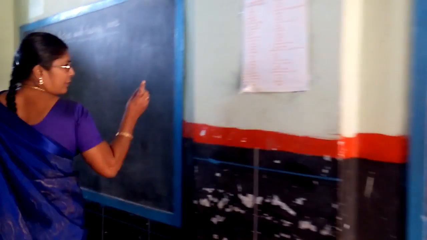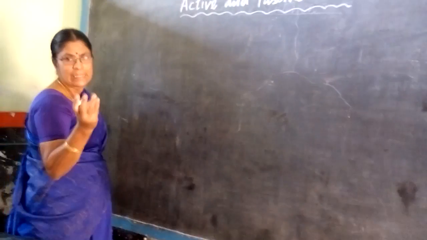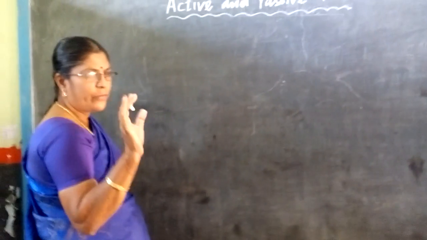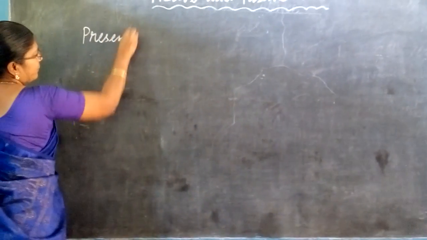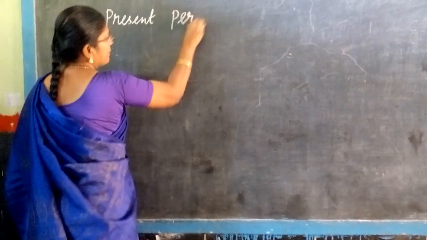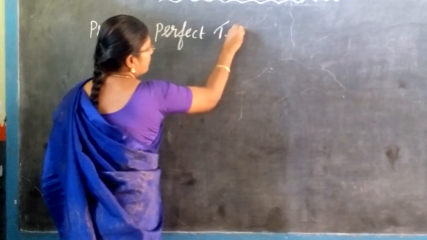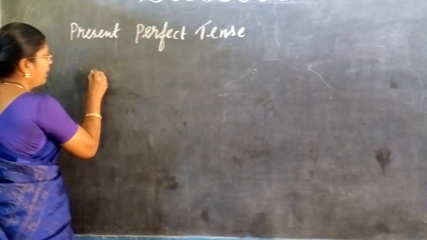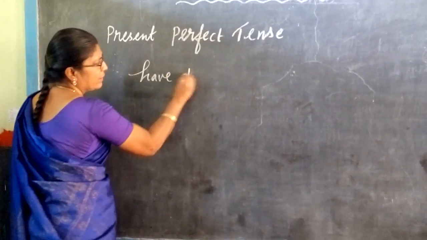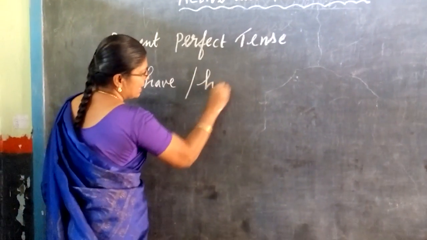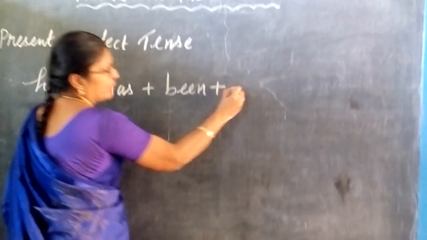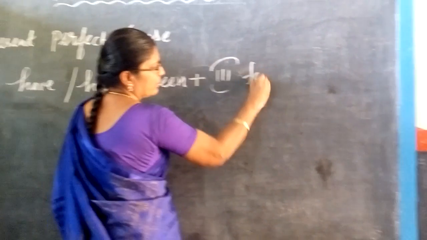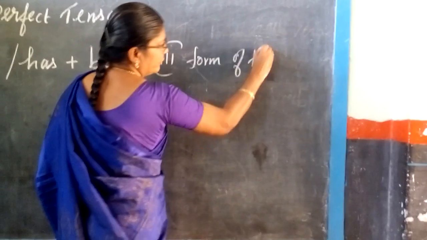Next, we will see simple present tense, simple past tense, simple future tense, present continuous, past continuous: 5 tenses verb. Next, present perfect tense. Present perfect tense formula: have or has plus been plus third form of the verb.